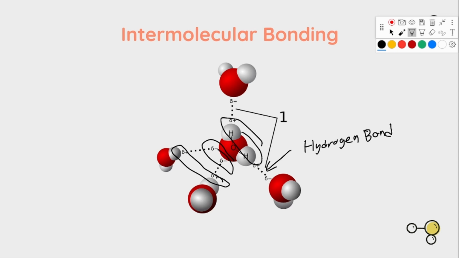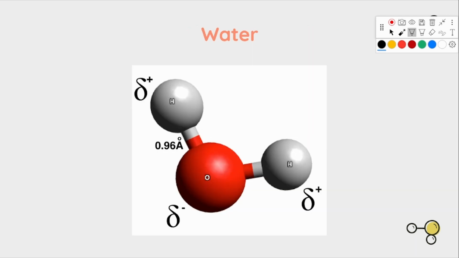Hydrogen bonds occur when molecules containing highly electronegative elements, including fluorine, oxygen, and nitrogen. Then again, there's our abbreviation that we had before, FON, which associate with molecules containing hydrogen. So in this case, we have a water molecule which has oxygen and hydrogen. And due to the polarity of that bond, water molecules are able to form hydrogen bonds with other water molecules.